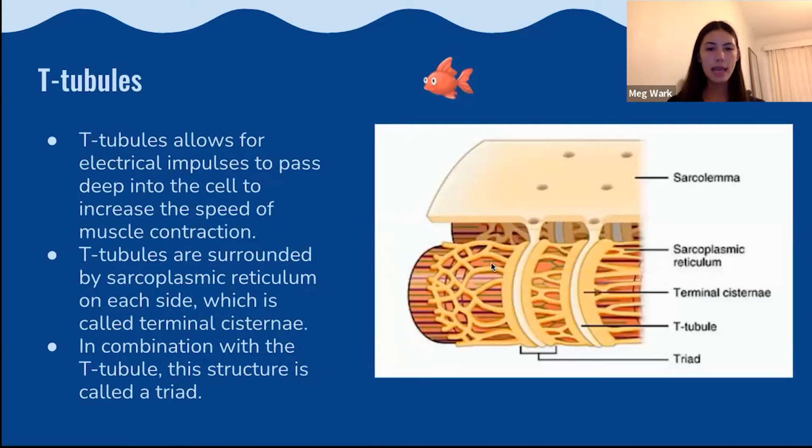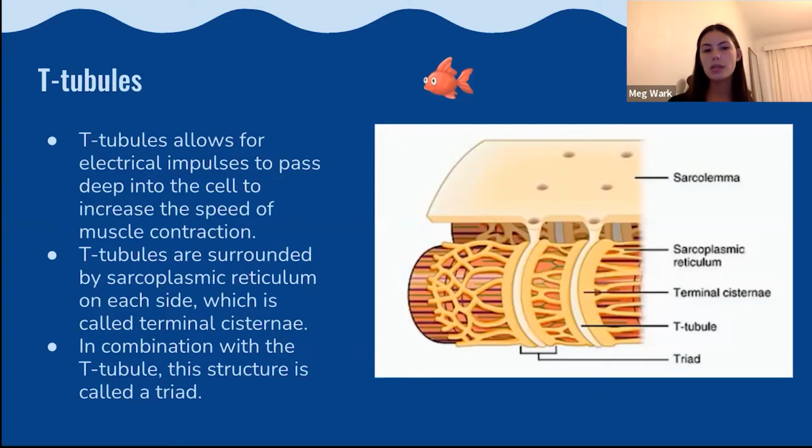So like I was saying, T tubules allow for electrical impulses to pass deep into the cell to increase the speed of muscle contraction. So it's kind of just increasing the surface area of the cell membrane in a way, because you've got it over the surface of a muscle cell, but now it also goes deep into the muscle cell. So that just allows the contraction to happen at the same time throughout the cell.